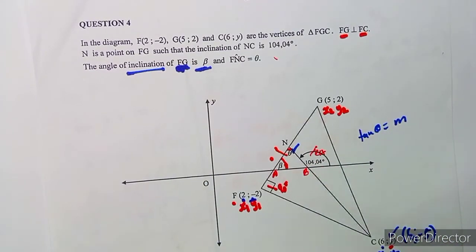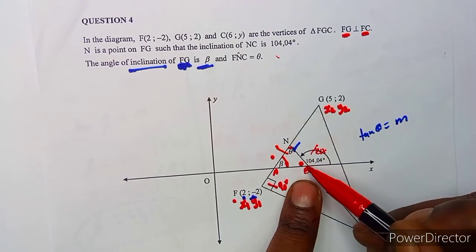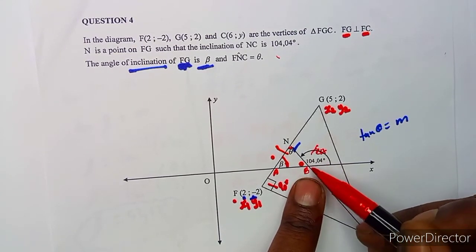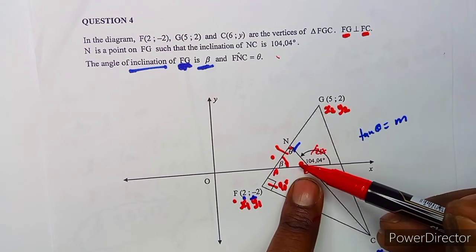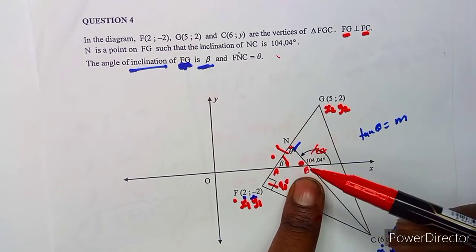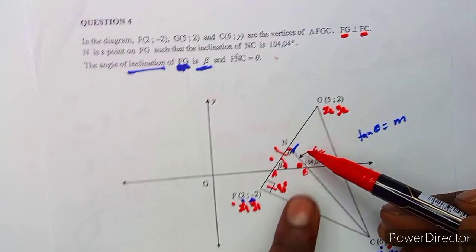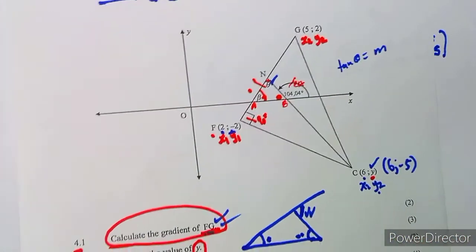So that is your theta in this case, which is this angle here. Or you could have just calculated this angle inside this one. Subtract this 104.04 from 180. You determine this angle. Then you add this angle, and theta and beta must give you 180 degrees. So you can formulate an equation. You must obtain the same answer there.